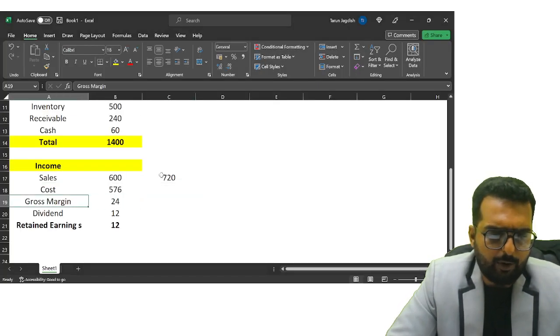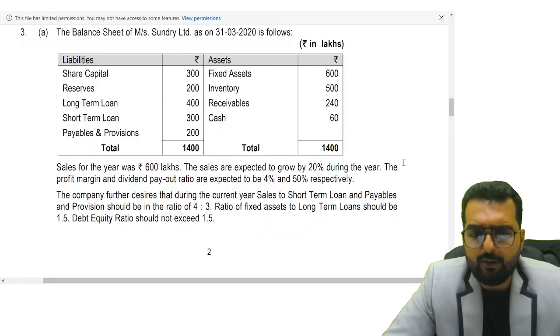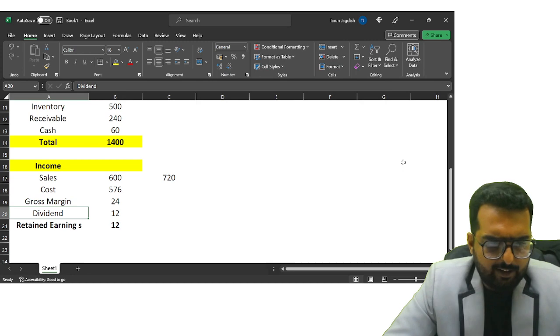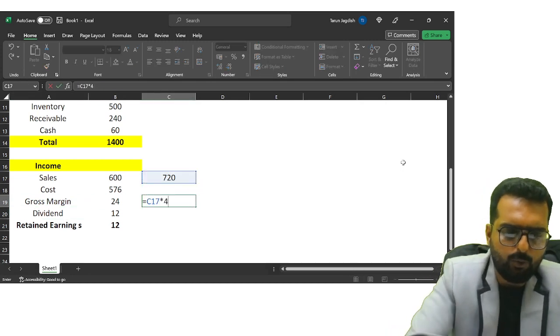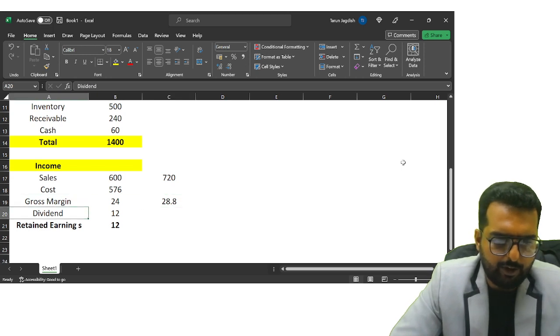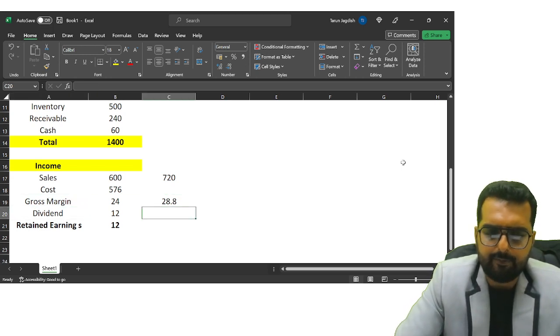20.8. How did you get 20.8? What is the percentage? Okay, it will be 720 into 4. Exactly, it will be 28.8. So I'll put the formula as 720 into 4%. That will be 28.8. What about dividend?